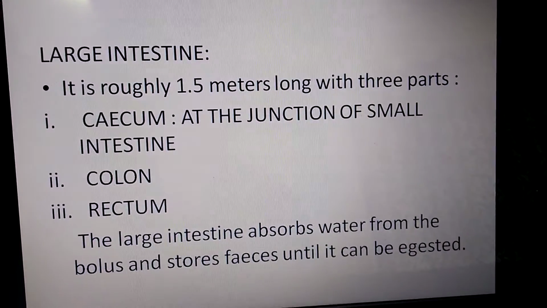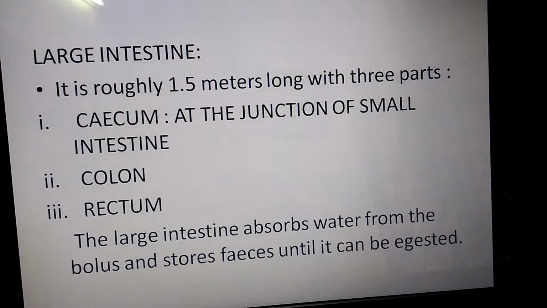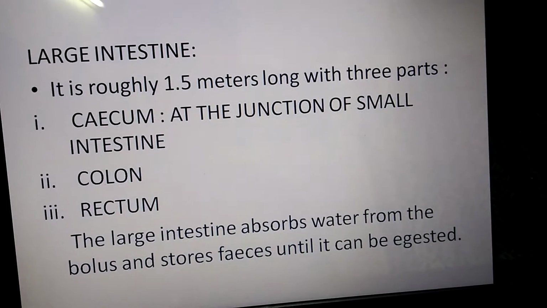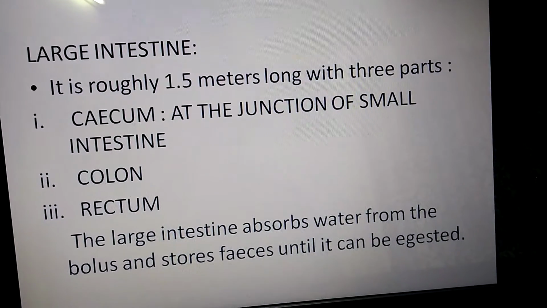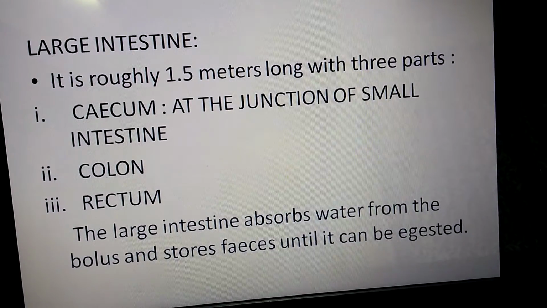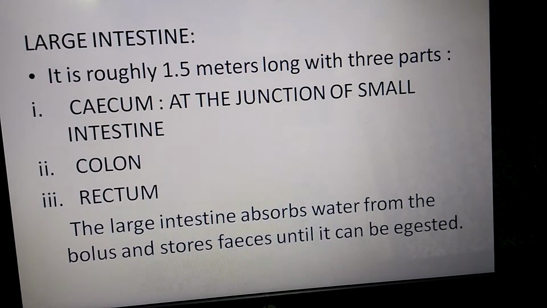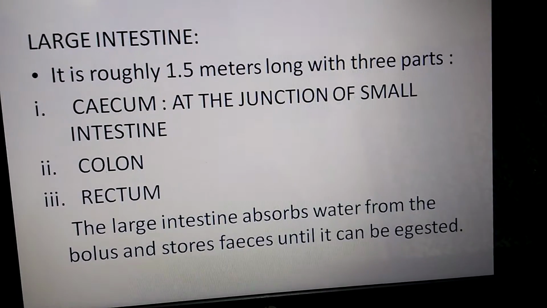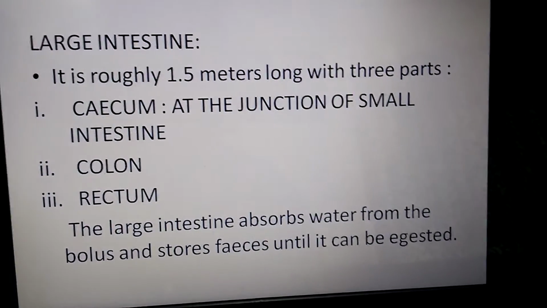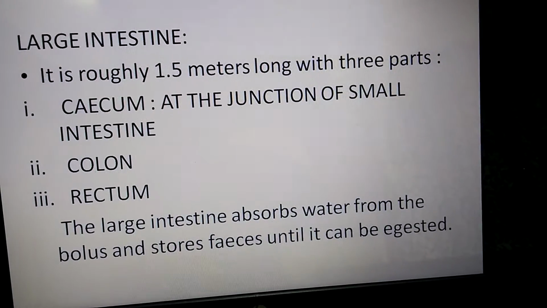Now talking about the large intestine, which is roughly around 1.5 meters long, it also has three parts: cecum, colon, and rectum. Cecum forms the junction with the small intestine, and then we go to the colon, and then the rectum. The large intestine basically serves the purpose of absorbing water from the bolus. It absorbs water and stores the fecal matter until it is eliminated out of the body.